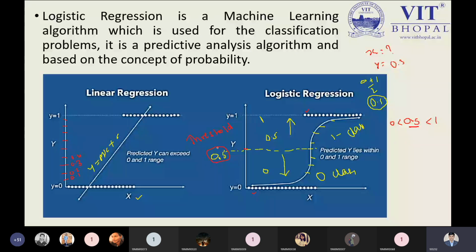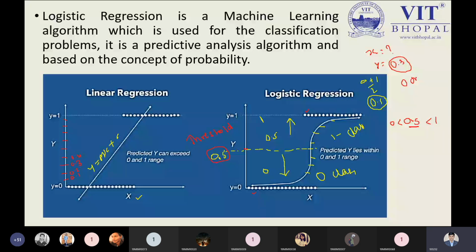Why are we choosing this threshold value? We are choosing it because we are getting a y value of 0.3, and we will not accept that value in continuous form. In logistic regression, we accept a value that belongs to a categorical form, so either we can choose 0 or 1.